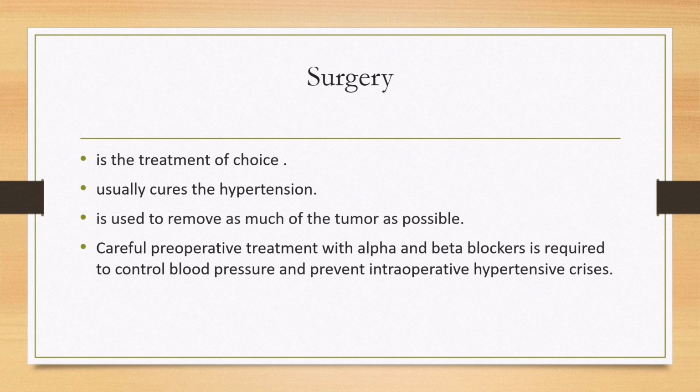Surgery is the treatment of choice, and it can usually cure the high blood pressure or hypertension. It is used to remove the tumor from this gland, the adrenal gland that I mentioned. Careful perioperative, or before surgery, treatment by controlling the blood pressure with an alpha blocker and beta blocker is very important so that we can prevent a complication during surgery, which we call an intraoperative hypertensive crisis. This means that the blood pressure can be elevated a lot if not well controlled before surgery.